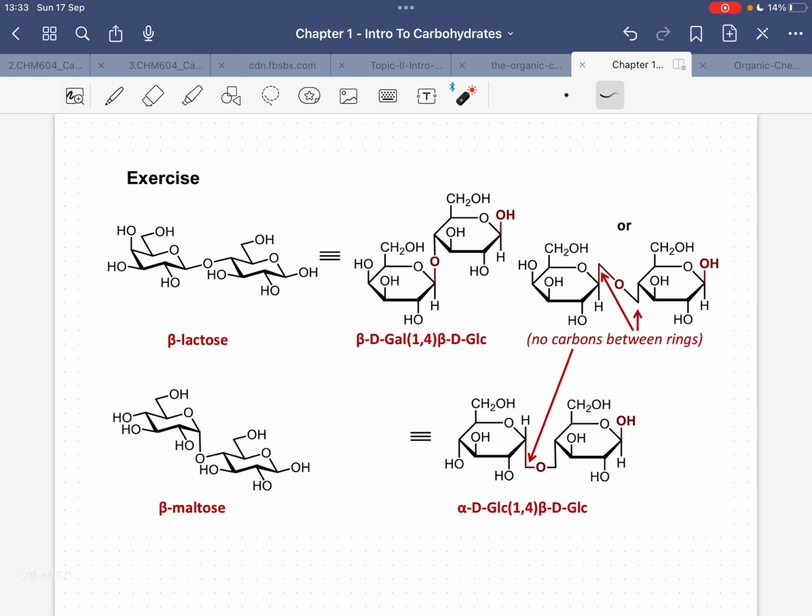Practice. Here, this is beta-lactose, this is maltose. So if we name this, by the way, this is a chair, sorry, a chair. This is a Haworth projection. By the way, this is not a carbon in between rings. It's just showing you the orientation of the original OH groups before they reacted.